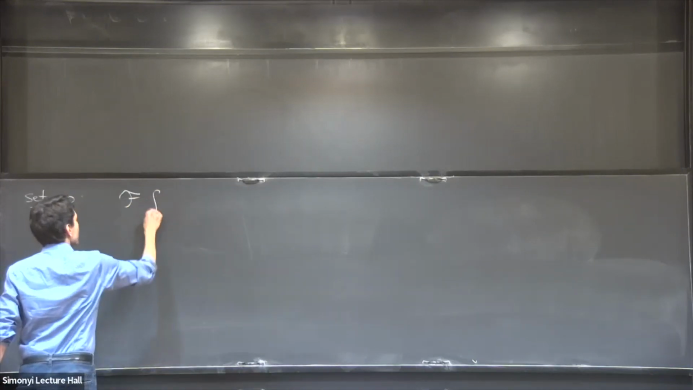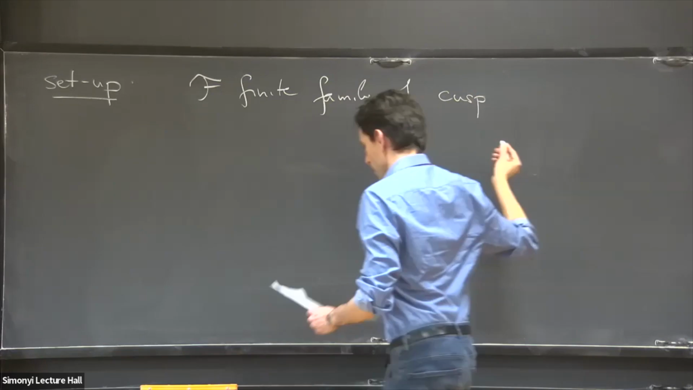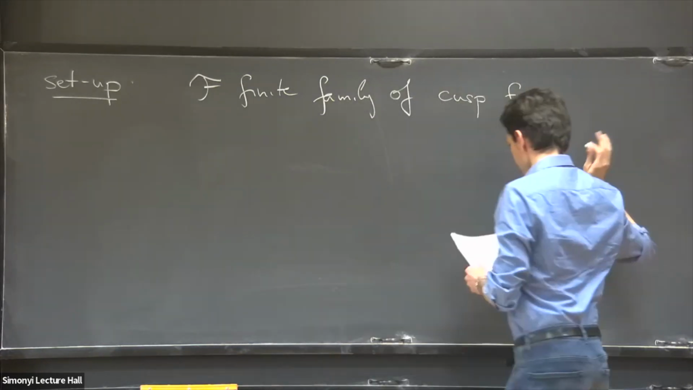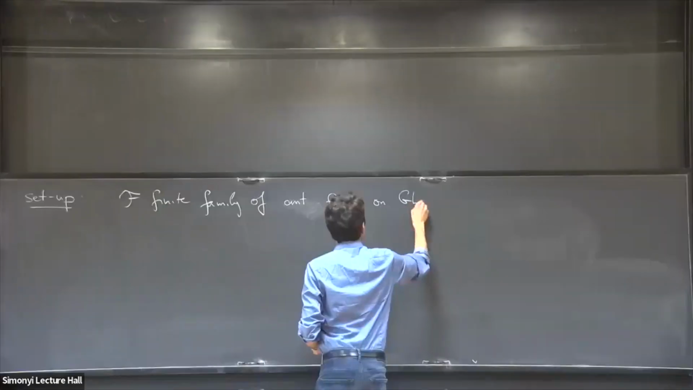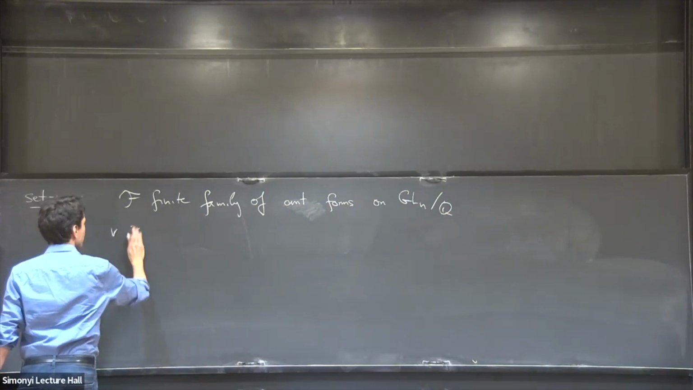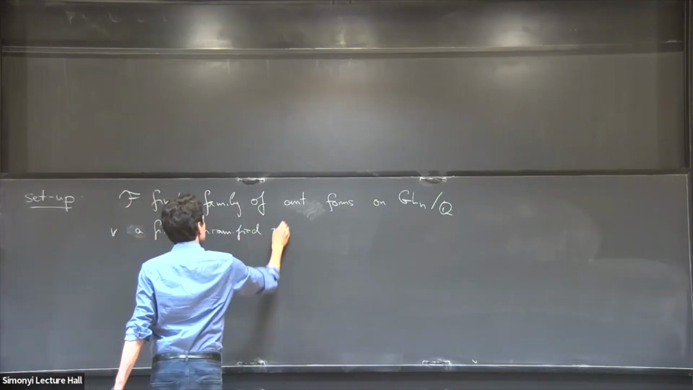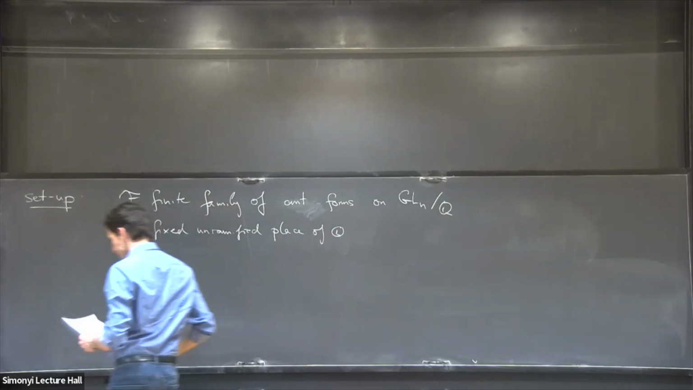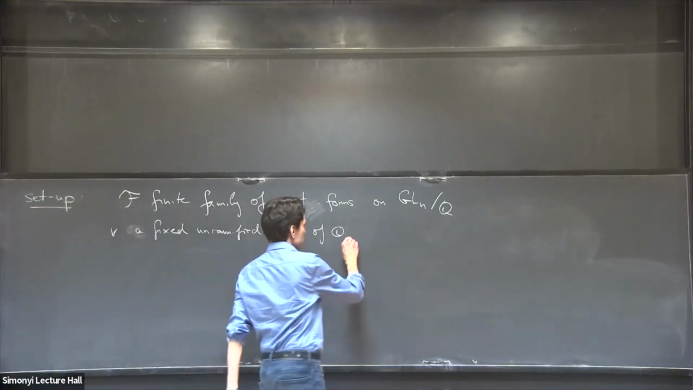I take a finite family F of, let's say, cusp forms, to keep things simple, or let's say automorphic forms on GL_N over Q, finite but large. I take a fixed unramified place V, and I want to check how many elements in F violate the Ramanujan conjecture at V by a certain degree. And I measure this as follows.